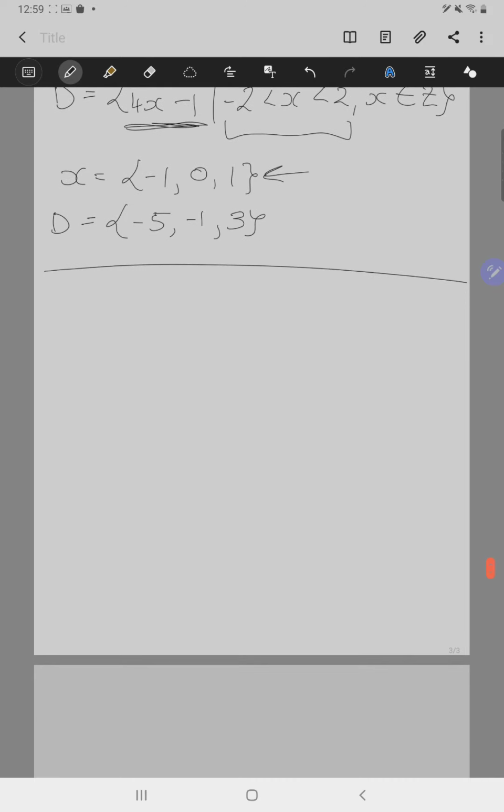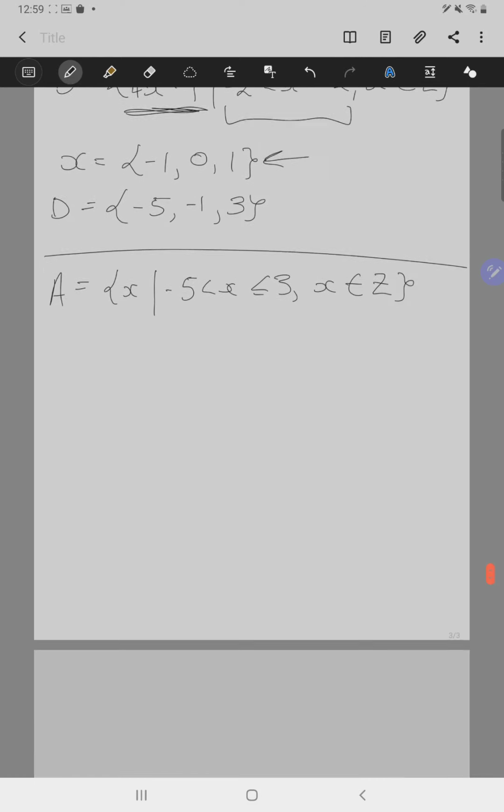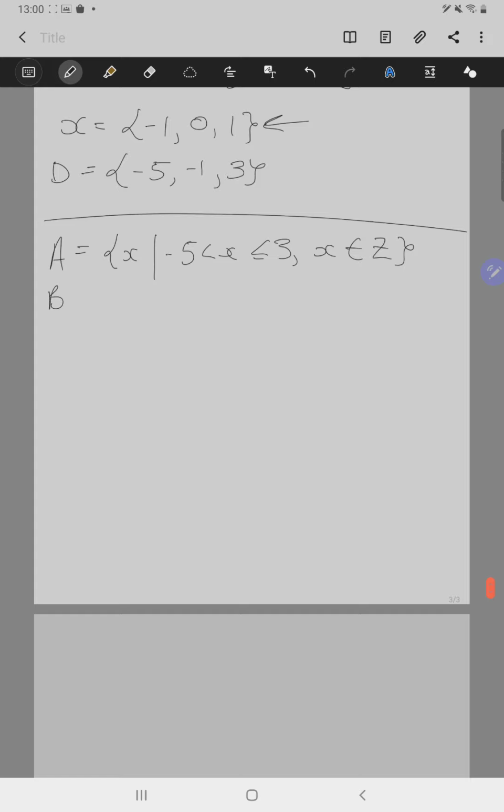Sometimes they could give you, say, let's say here that A is defined by the rule x, where minus 5 is less than x is less than or equal to 3. X is an element of z. B is defined by the rule 2x, where minus 3 is less than x is less than 4. X is an element of z.